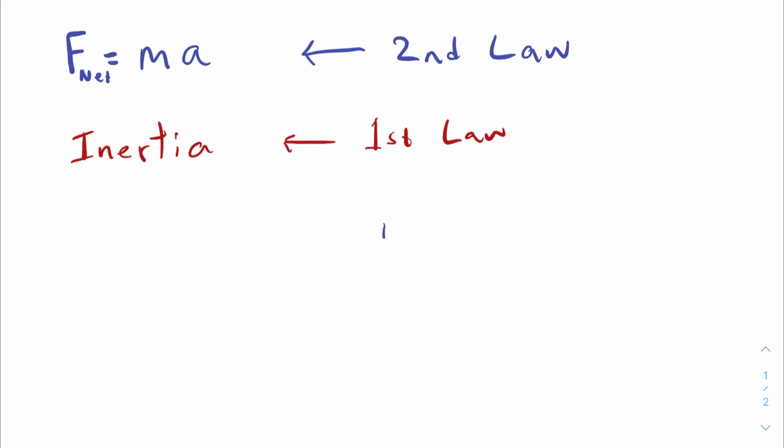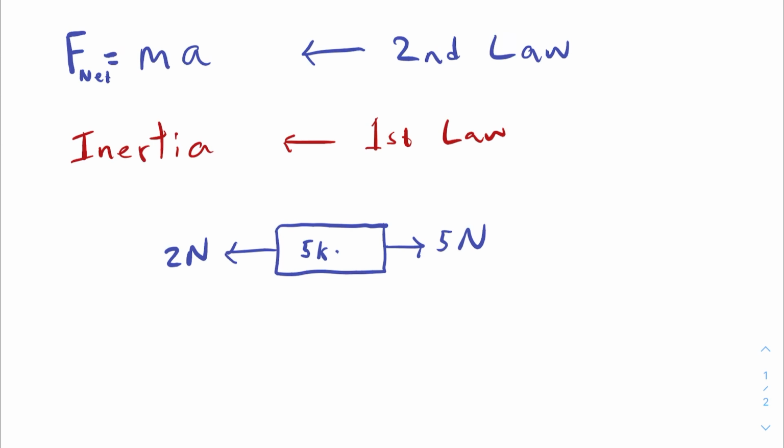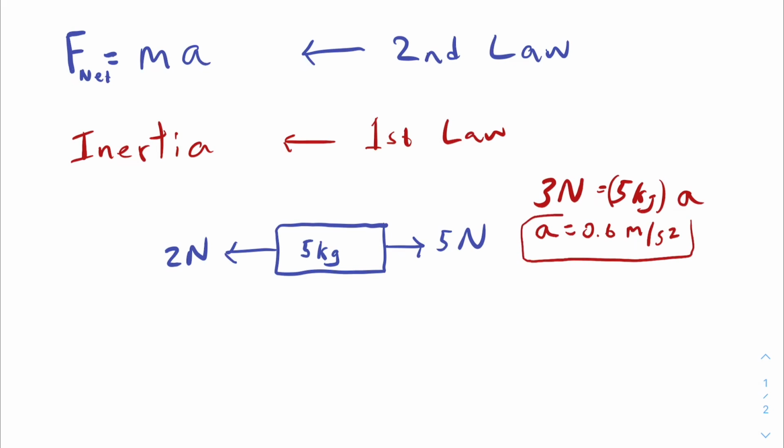As a quick example, suppose that there's a box being pulled to the left with a force of 2 newtons, and that this box is also being pulled to the right with a force of 5 newtons. Suppose that this box also has a mass of 5 kilograms. We can find the net force by adding 5 newtons to negative 2 newtons, which gives us a value of 3 newtons. Newton's second law then tells us that 3 newtons is equal to 5 kilograms times the acceleration of the box. Solving for the acceleration, we find that the acceleration of the box is 0.6 meters per second squared.